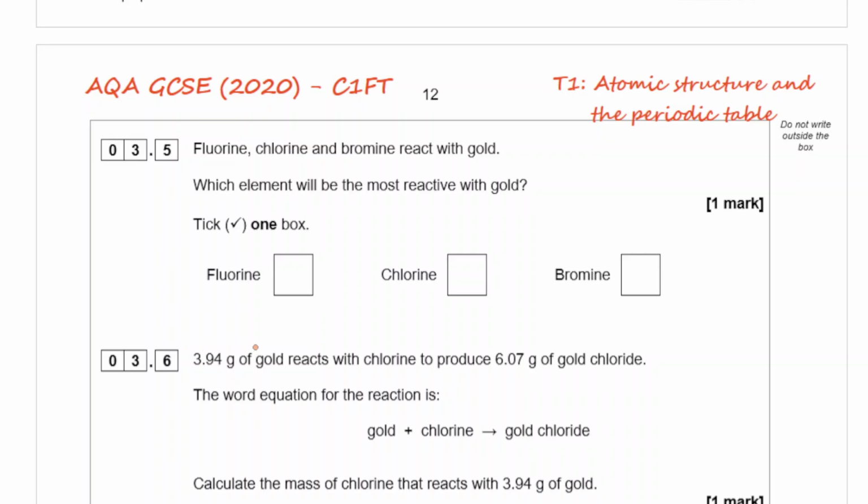Which element will be the most reactive with gold? Now, if you look at group 7 elements, you've got fluorine, chlorine, bromine, iodine, astatine, and so on. Here, fluorine is the most reactive, and as you go down, reactivity decreases. It becomes less and less reactive. So the most reactive with gold is fluorine.